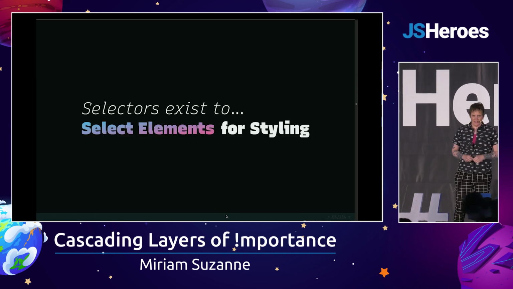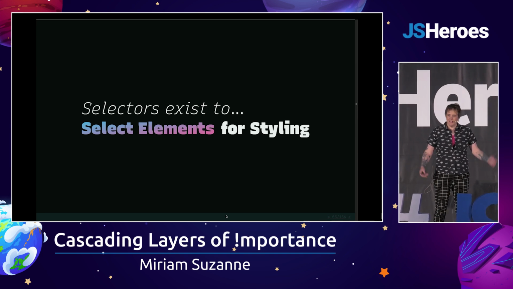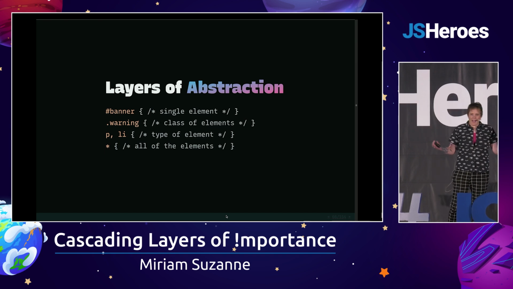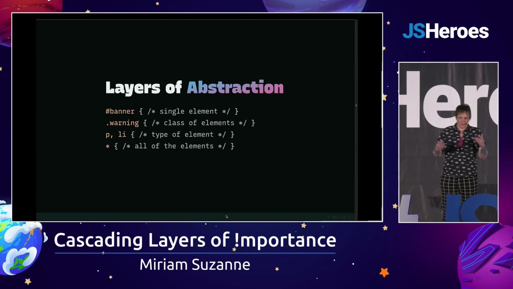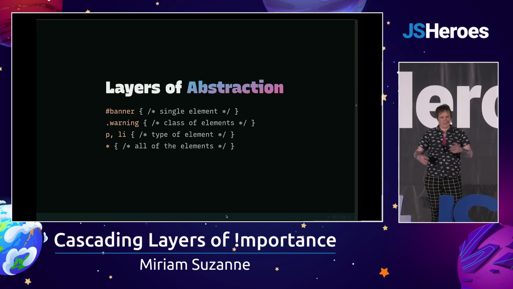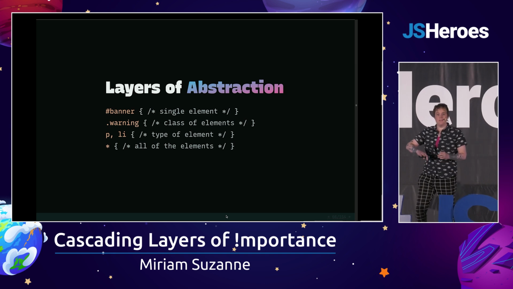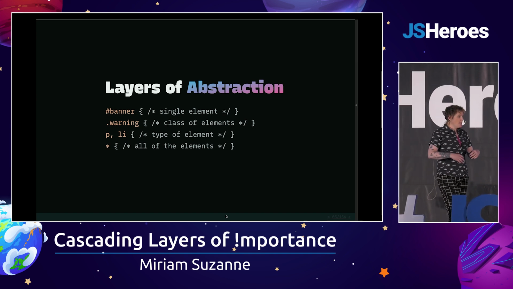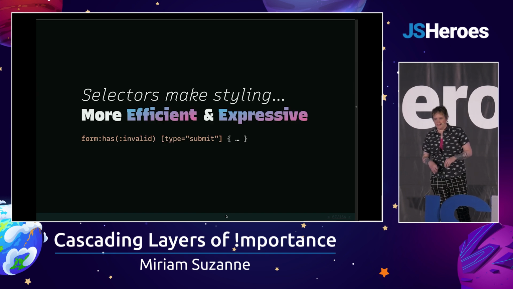Selectors exist for selecting things. That seems obvious. Right, so we get different sort of abstractions for this, right? We can select a specific thing. There should only be one use of an ID on a page, so we can select that thing, or we can select a whole class of things. That's useful. We can style faster that way. We can select a type of thing, like a paragraph or a list. Or we can just select every element on the page. So we've got these sort of different abstractions.